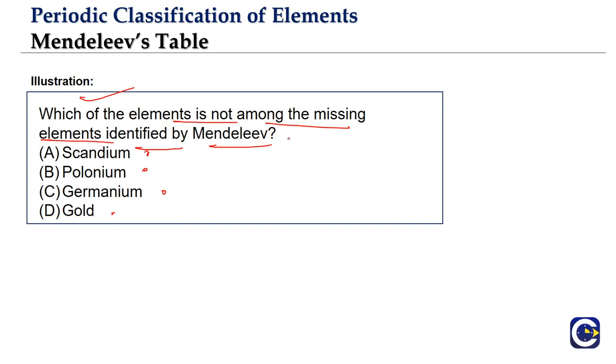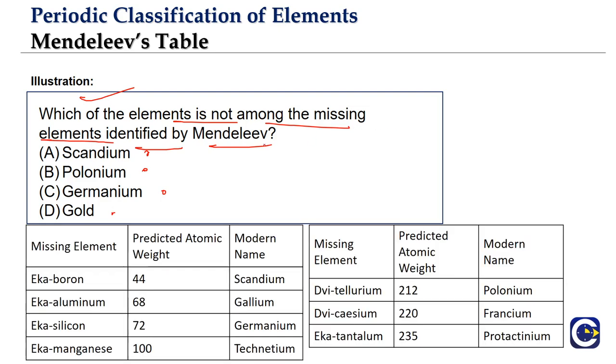So we have to look at the missing elements, and at least we should remember some of the most common ones, like the ones that we have discussed in this session. Ika-boron is discovered to be scandium. So this is a missing element. Look at what they are asking, which is not among the missing elements. Then polonium. Dwitellurium is what? Polonium. This is also a missing element. Germanium. What is germanium? Ika-silicon is germanium. Gold, in fact, was an element that was existing at that point of time. So this is not a missing element given by the Mendeleev table.